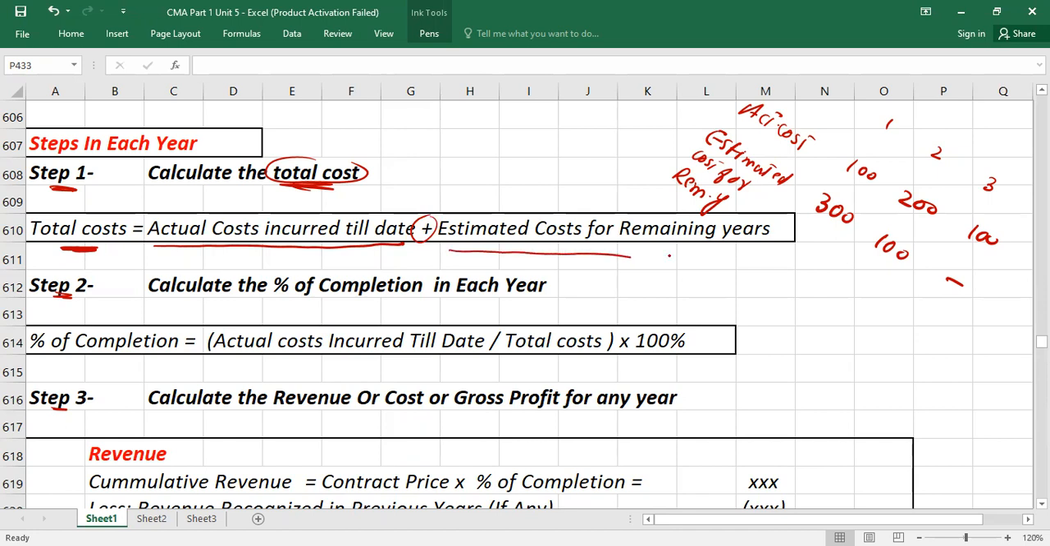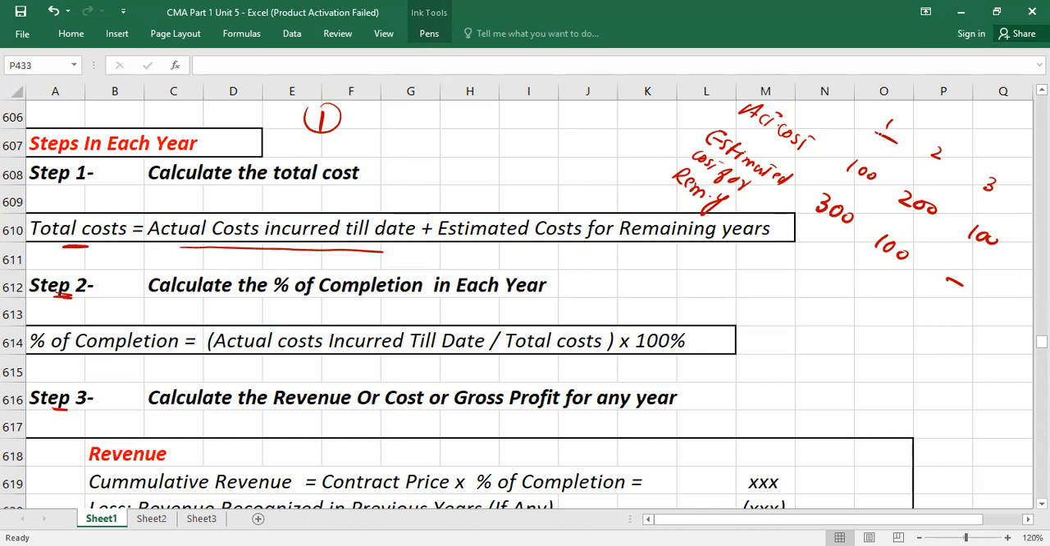Estimated cost for remaining years. Read with me. Estimated cost for remaining years. So let's do the calculation for year 1. I'm putting this calculation I'm doing for year 1. And step number 1 I'm dealing. Step number 1 is what? Total cost. What I have to take? I have to take actual cost till date.